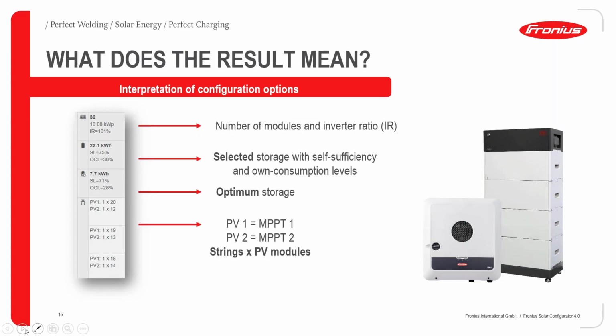Okay, just to go into further detail with the first tab that shows us the number of modules and inverter ratio. The second tab shows us the selected storage with self-sufficiency and own consumption levels. Okay, so that's the difference between the two. The third tab shows us the optimum storage, and the last tab basically shows us the amount of modules per string.